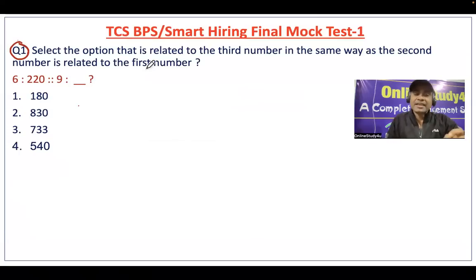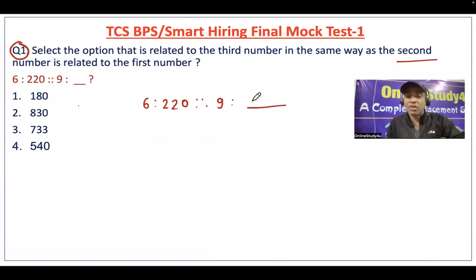Question number 1. Select the option that is related to the third number in the same way as the second number is related to the first number. So this is a question from reasoning. So we have 6 and then we have 220, and then we have 9, and here we need to find it out. So first you please solve it by yourself.